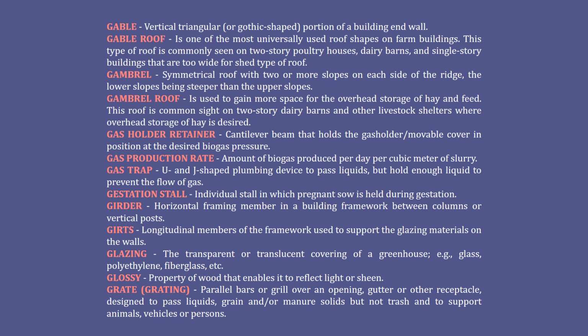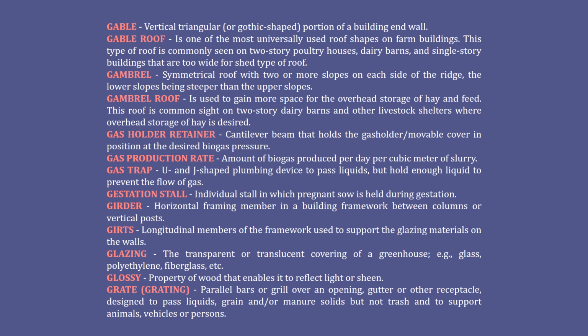Gas holder retainer: cantilever beam that holds the gas holder, movable cover, in position at the desired biogas pressure. Gas production rate: amount of biogas produced per day per cubic meter of slurry. Gas trap: U- and J-shaped plumbing device to pass liquids, but hold enough liquid to prevent the flow of gas. Gestation stall: individual stall in which a pregnant sow is held during gestation.